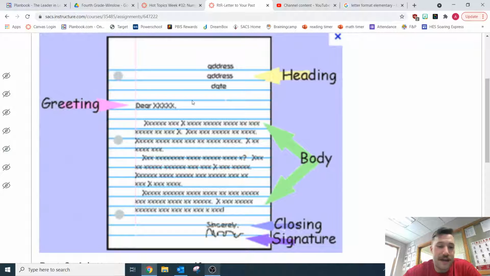So those are the kind of things that you need to make a letter a letter. Make sure you're indenting your paragraphs. Make sure you're capitalizing words like sincerely or dear. And then make sure you're putting the date in the top right. And that's kind of how you write a letter.